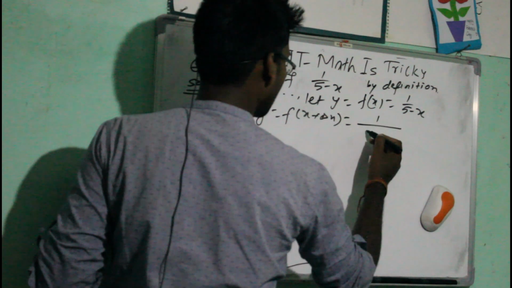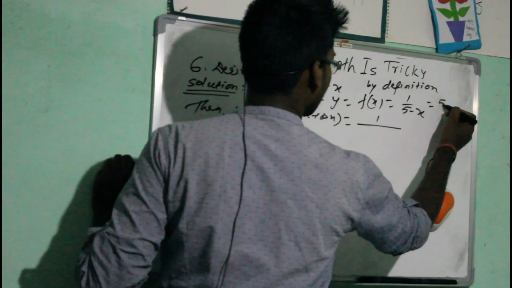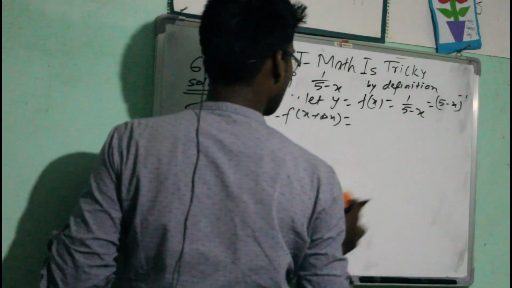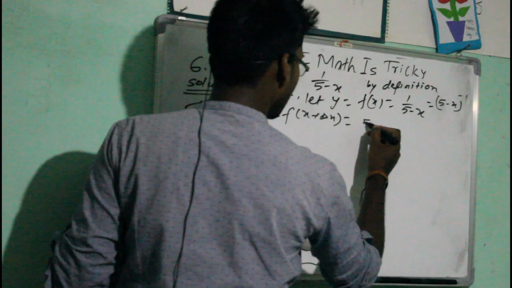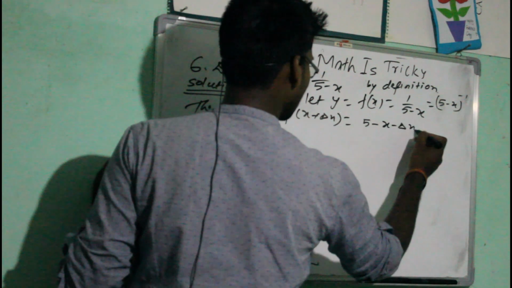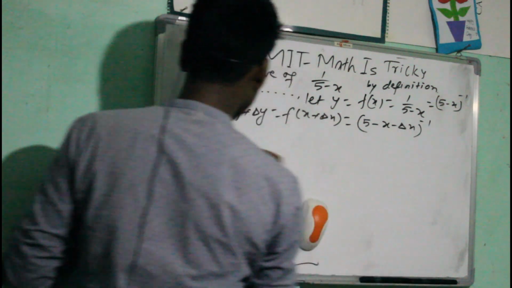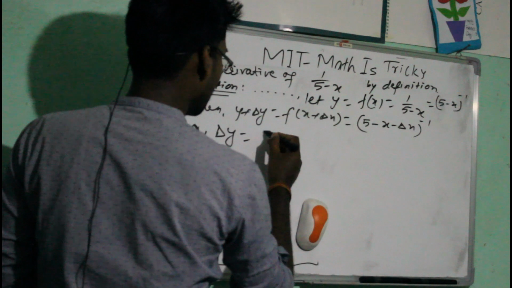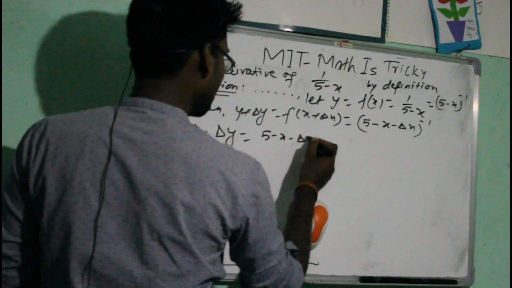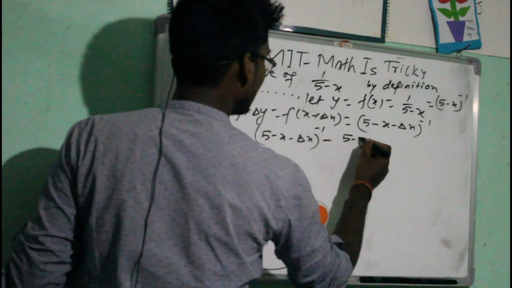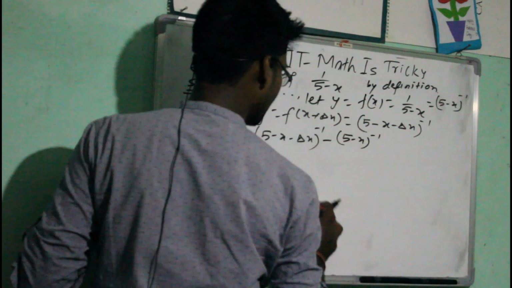It can be written here as (5 minus x) to the power minus 1. So it will be g. Write it in this way: 5 minus x means x plus delta x, so (5 minus x minus delta x) to the power minus 1, or delta y equals (5 minus x minus delta x) to the power minus 1, and minus y means minus (5 minus x) to the power minus 1.